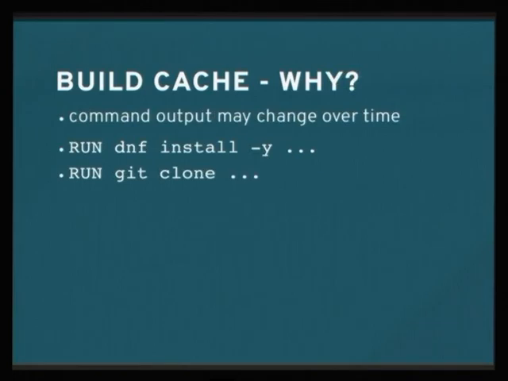For example, these commands. I think that usually you want to run these commands all the time, or pretty much. My point is that they change over time. So if I right now do DNF install HTTPD, it will install a version of HTTPD. If I do it a minute later, it's pretty much the same. If I do it one year later, it will probably be a very different package, and I don't want it to load from cache. I want to actually install the image again. The same goes for git clone.